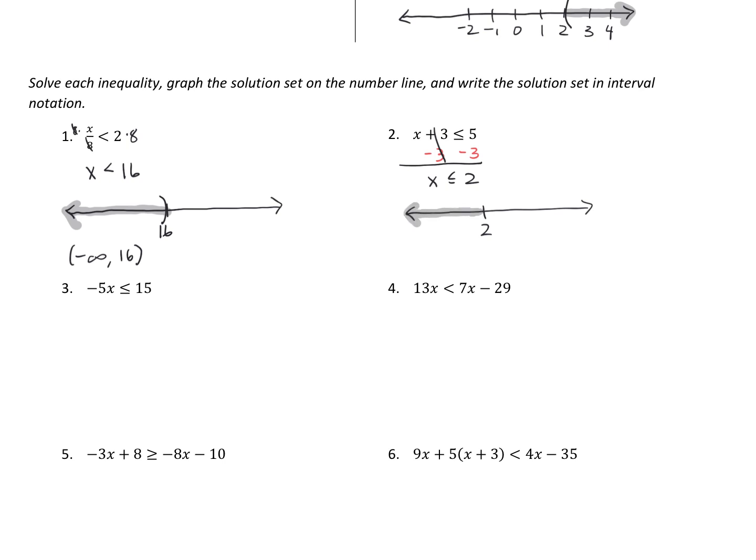And since it has an or equal to sign this time, I'm going to use a square bracket, or you could use a closed circle. So either one. So if you wanted to use a closed circle, you would just do this. If you want to use the square bracket, it would look like this.